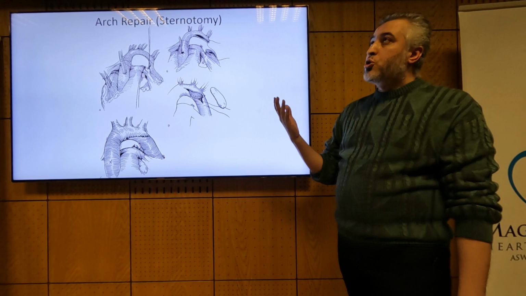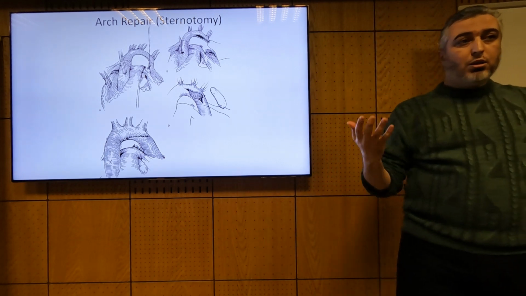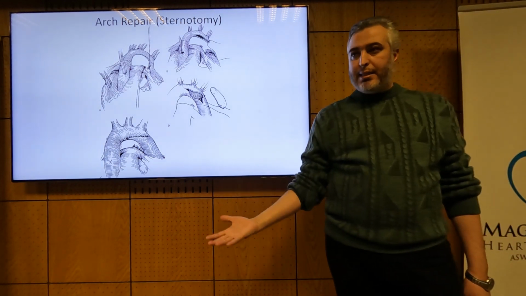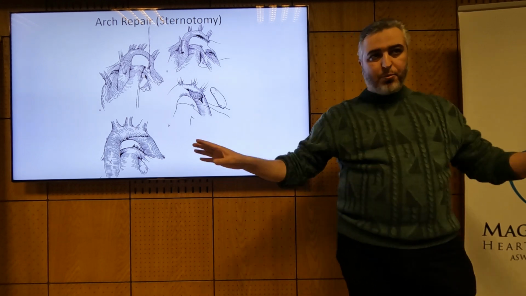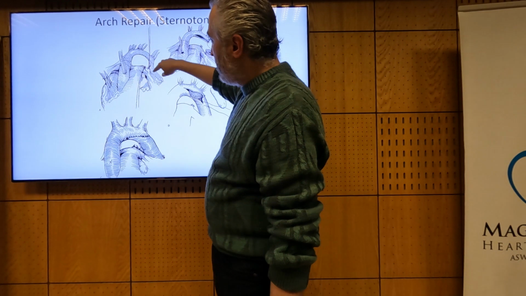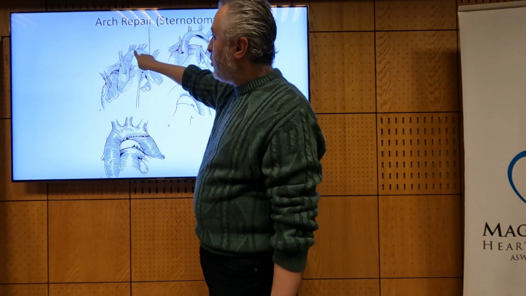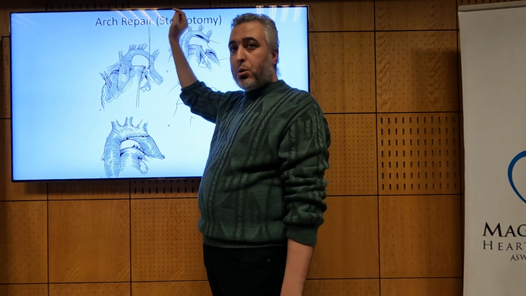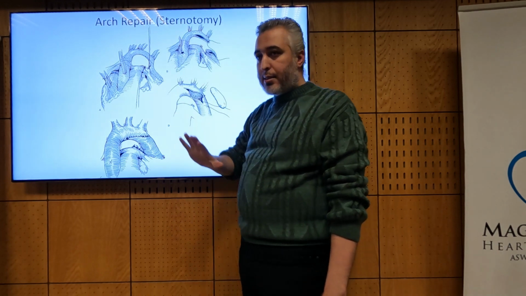So you go on bypass, you start cooling all the way to 18 degrees or so, and then you just stop the whole circulation, and then you open the arch, and then repair the coarctation segment all the way into the distal ascending aorta. Okay, so that's one option.